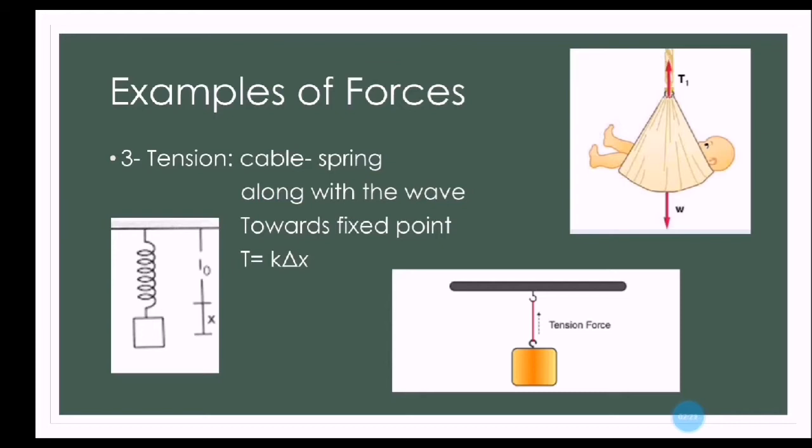3. Tension. Whenever I have a cable or a spring, I talk about tension. This force goes along the wire towards the fixed point. As you can see in the picture with the baby, I have a sort of cable and the tension is going up. To calculate the tension, I need two things: k, which is a characteristic of the spring or of the cable and will be given, and delta x, which is the difference in the length of the spring or the cable, so the elongation of the spring.